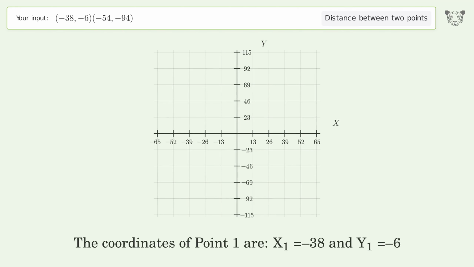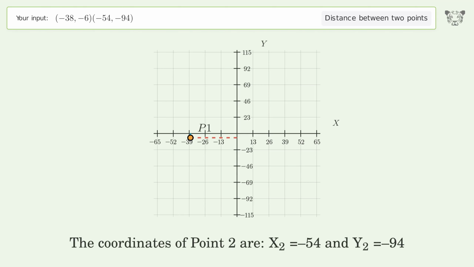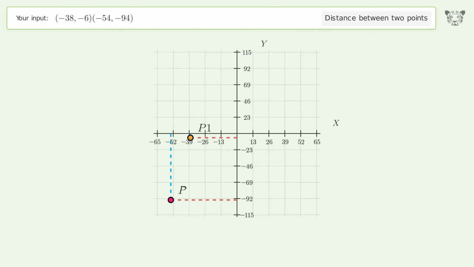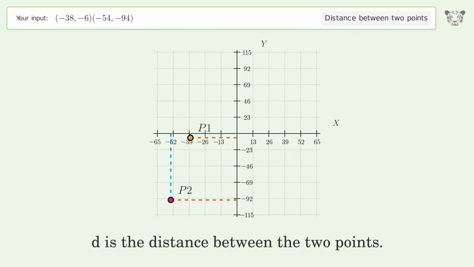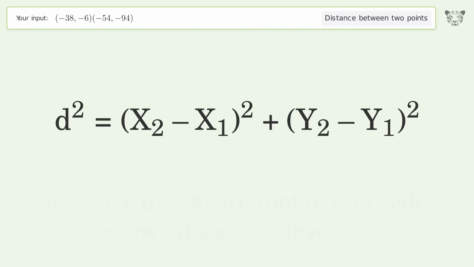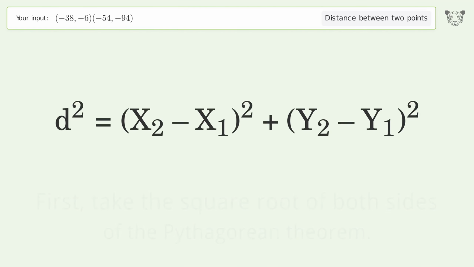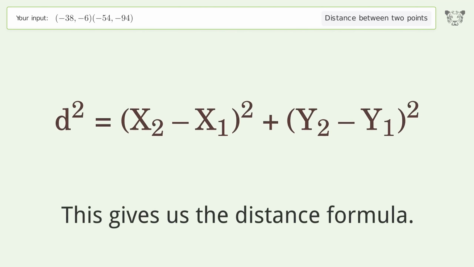The coordinates of point 1 are x1 equals -38 and y1 equals -6. The coordinates of point 2 are x2 equals -54 and y2 equals -94. D is the distance between the 2 points. First, take the square root of both sides of the Pythagorean theorem. This gives us the distance formula.